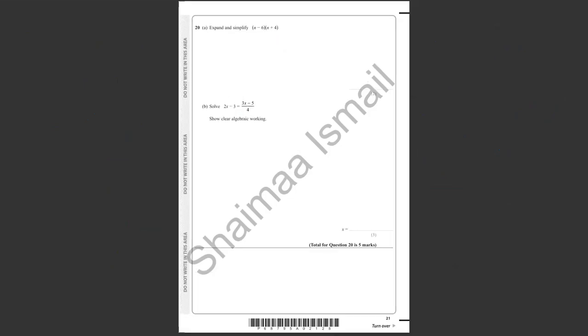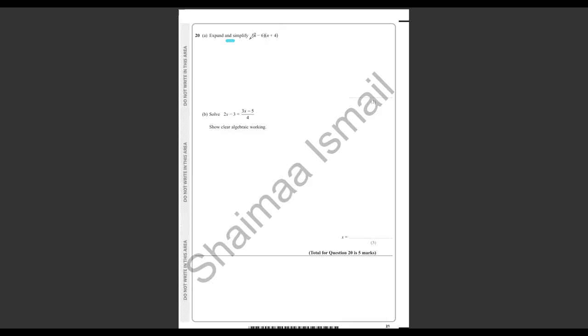Let's see the next. Question number 20, we say to you expand and simplify. First of all, I would love to take one by one. So I say that I will take the n first and then multiply it with the n, then multiply it with the 4. Let's apply for this. We are going to say this is n by n is n squared, and n plus 4 multiplied by 4 is 4n.